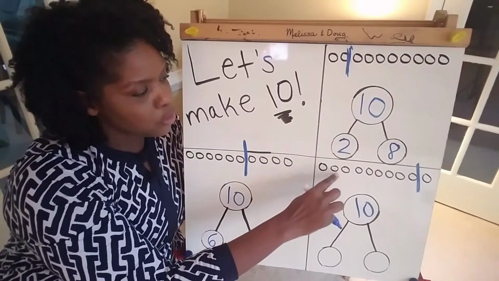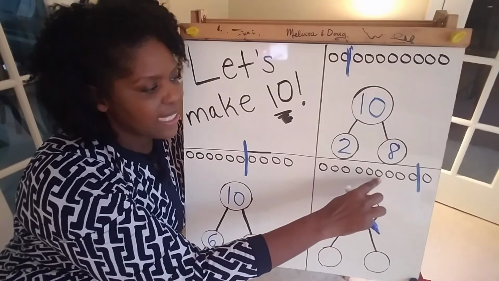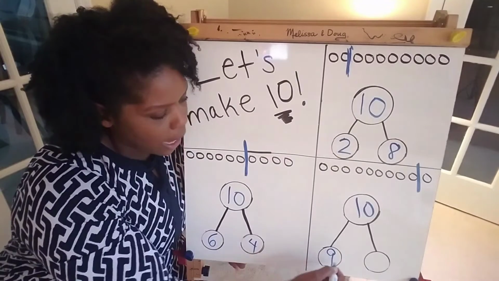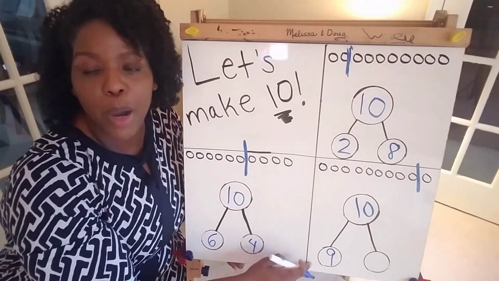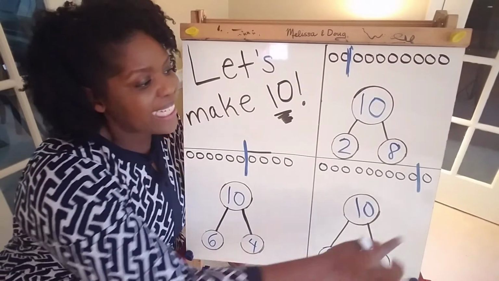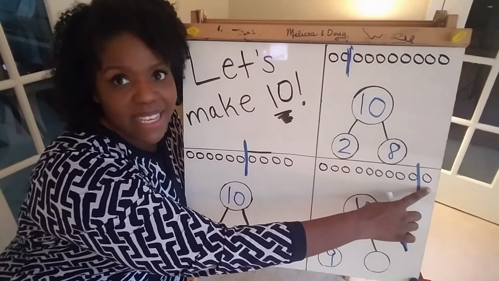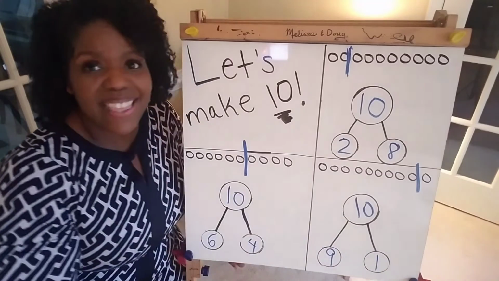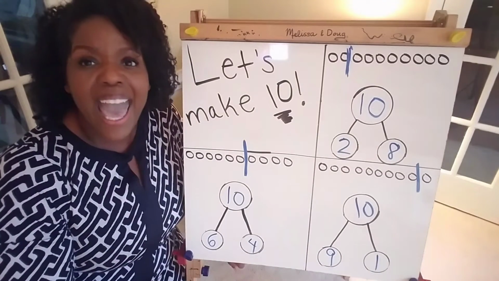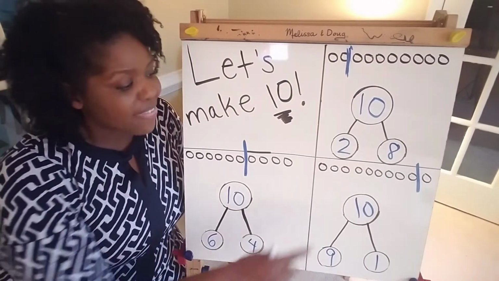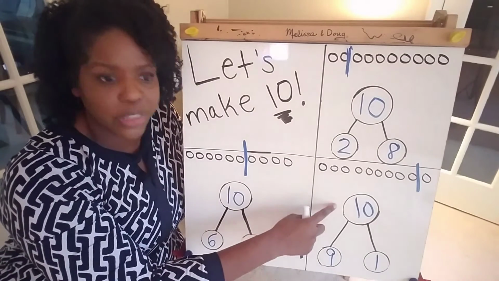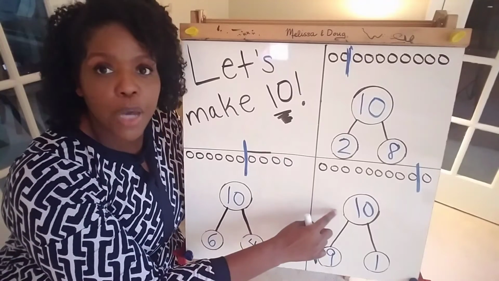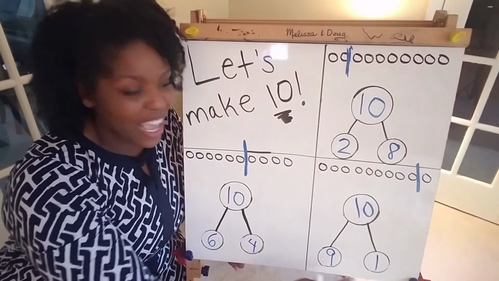I have 1, 2, 3, 4, 5, 6, 7, 8, 9 on this side of the break. So I'm going to write 9 in this part of my number bond. And I have 1 on this side of the break. So I'm going to write 1 in this side of my number bond. And this helps me to see that 10 can be broken down into 9 and 1, or 10 can be decomposed into 9 and 1.